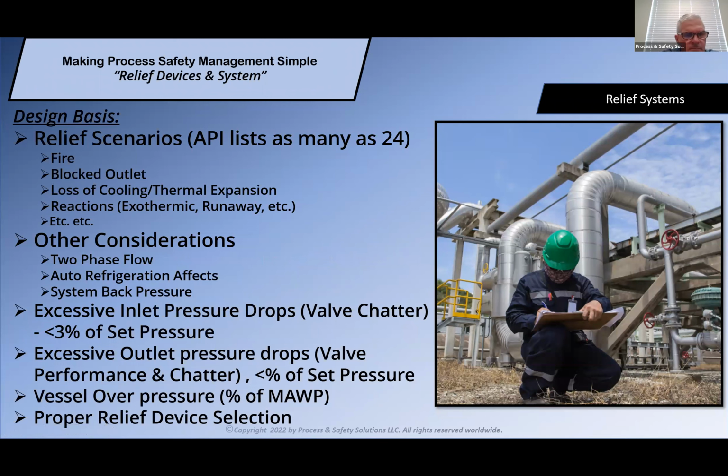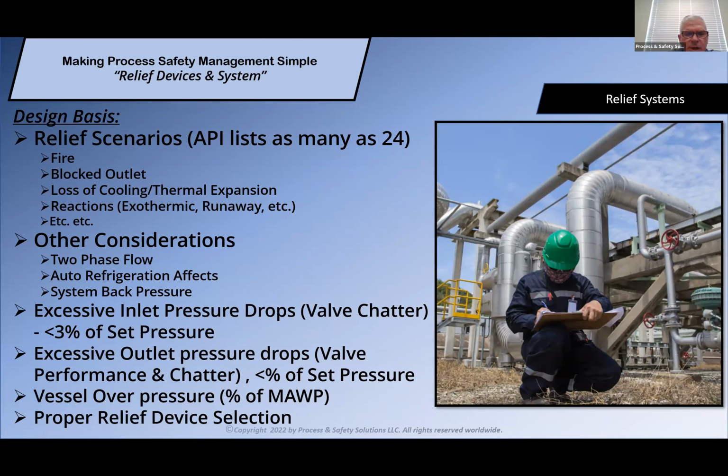Other things to consider, in addition to two-phase flow, auto refrigeration, and system back pressure, are excessive inlet pressure drops. Look at your pressure drops to make sure that those are well below 3% of the set pressure. So if you have 100 PSIG set on your relief valve, your inlet pressure drop shouldn't be any more than 3 pounds of pressure. More than that, and you could have valve chatter, and hopefully we'll understand what we mean by valve chatter later on when we look at the valve types and how they're designed.